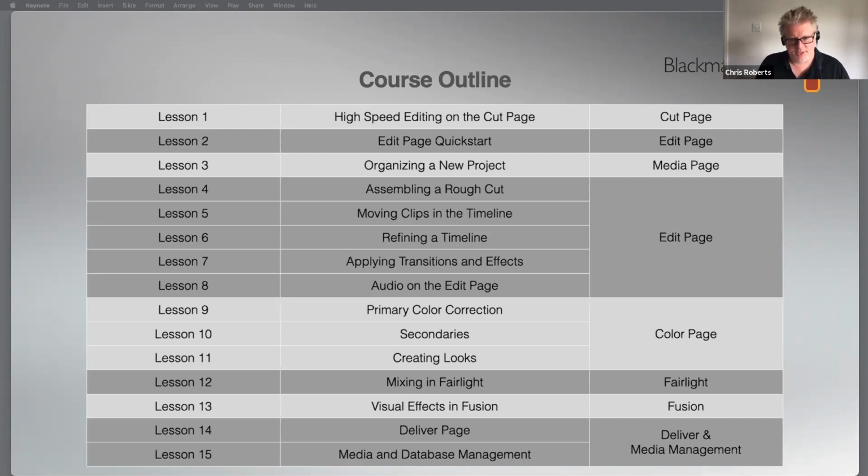After you've done the color section, then we go back and we look at Fairlight, we look at Fusion, and then we end up with the deliver page and media management, which we take the wrap up of the course with. So that's the overall structure of the class. There's also been changes at the top of the course as well. Lessons 1 and 2, you'll notice, are very different. Previously, what we had for lesson 1 and 2 is actually 2 cut page lessons.